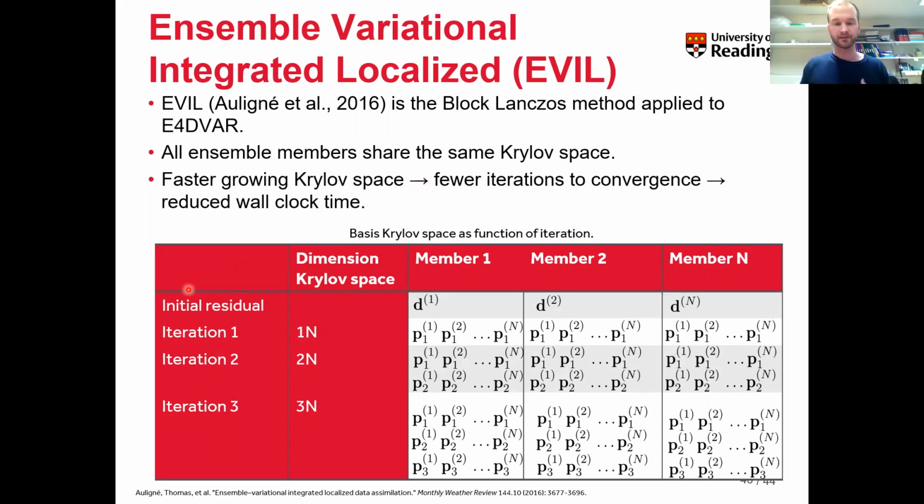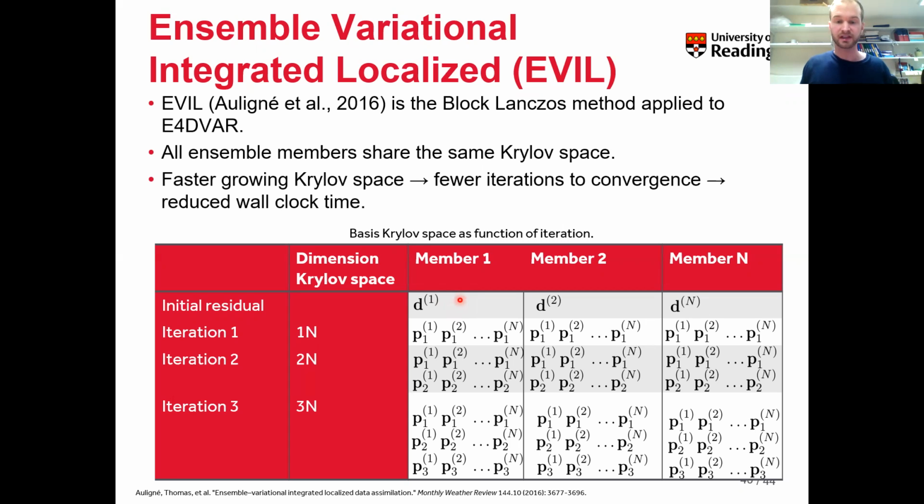The idea behind EVAL is that just like in the previously outlined method, you start off for each ensemble member with a residual. You normalize that residual. That involves application of a matrix to the residual, but that can be done in parallel.